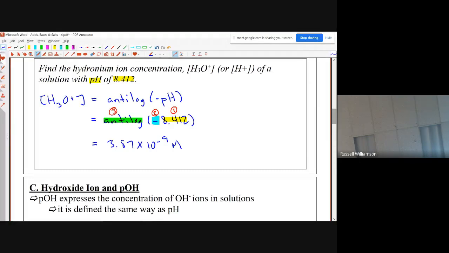Anybody having any problems so far with this? Yes, awesome. It's not giving you the right answer? You got 4. Oh, hang on a second here. Let me see what this one. So 8.412, I'm going to make that a negative value, second function log. Okay, this is a good one.